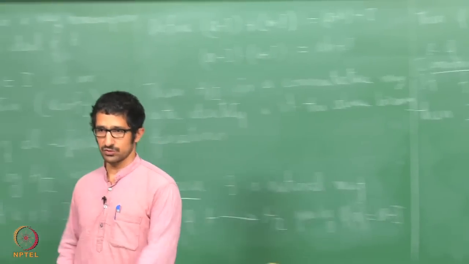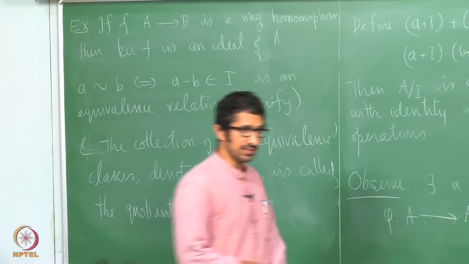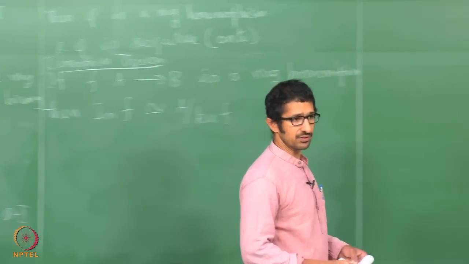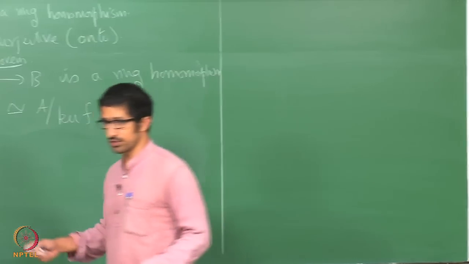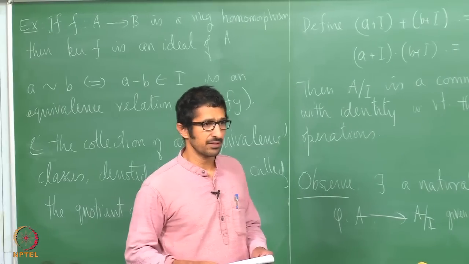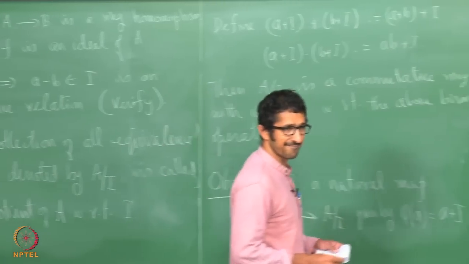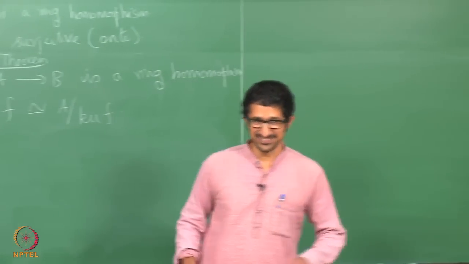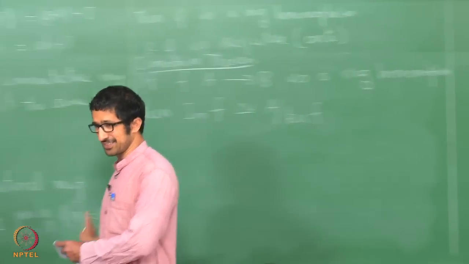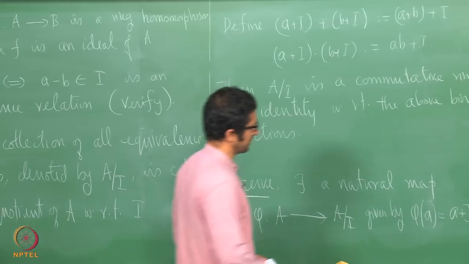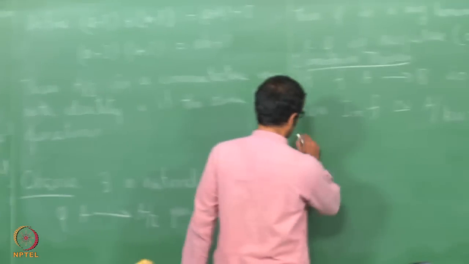This is something that you have seen in linear algebra, group theory, and possibly in your ring theory course as well. In linear algebra, this theorem has a nice name. What is that? Rank nullity theorem. The rank nullity theorem is precisely this. It is the first isomorphism theorem of vector spaces.